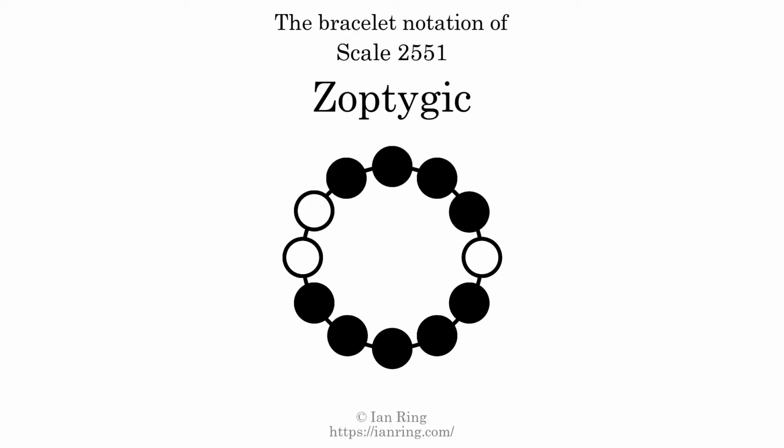This is a bracelet notation diagram of scale 2551. The shaded circles represent tones that appear in the scale, and they are read clockwise, starting at the top.